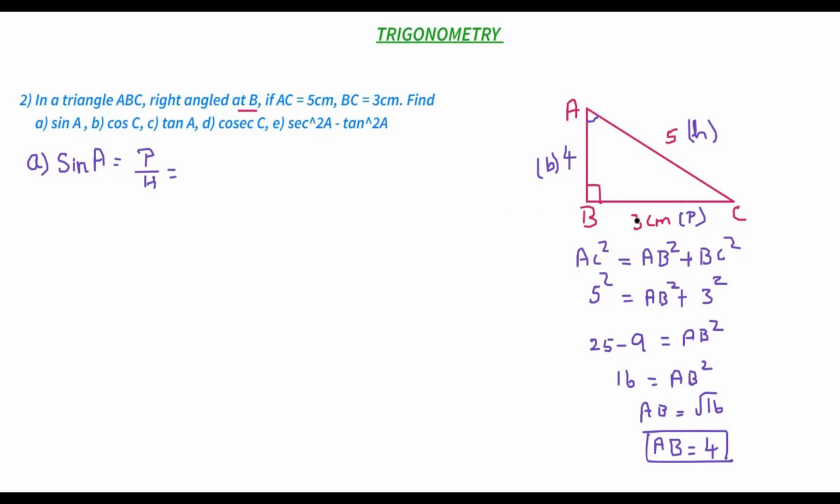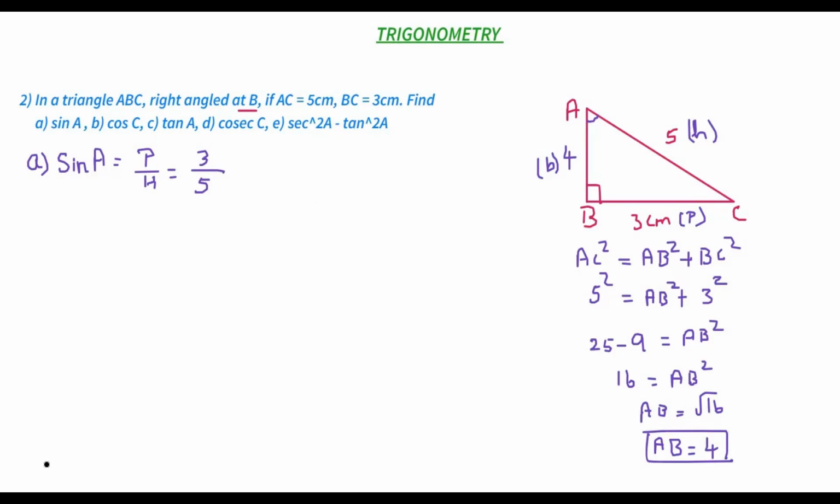So what is the perpendicular here? It is 3. So 3 by our hypotenuse 5. So sine A, the answer is 3 by 5. Now when you see, we have cos C. Now we have to find with the reference of angle C. So with reference of angle C, our perpendicular and base will change.